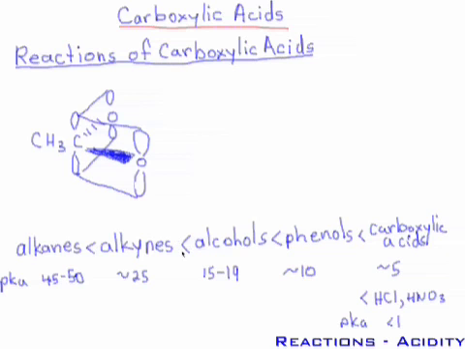Now, at the bottom of this section, I have included a listing of relative rankings of pKa's of various functional groups. Alkanes have pKa's around 45 to 50. Alkynes, approximately 25. Alcohols, 15 to 19. Phenols, around 10. Carboxylic acids are weakly acidic, having pKa's around 5, which are less than HCl and HNO3, which have pKa's less than 1.